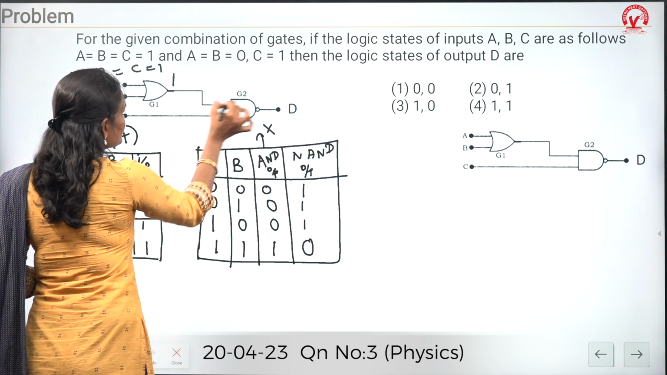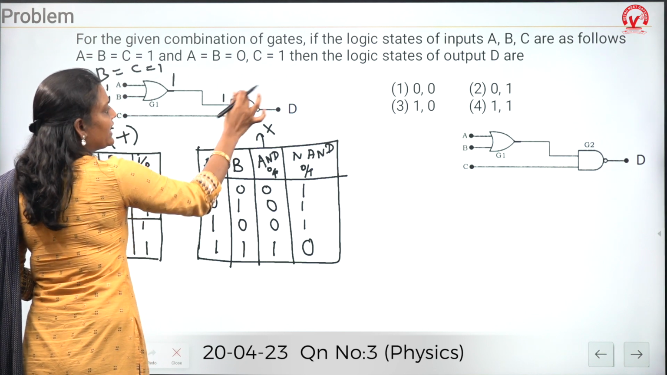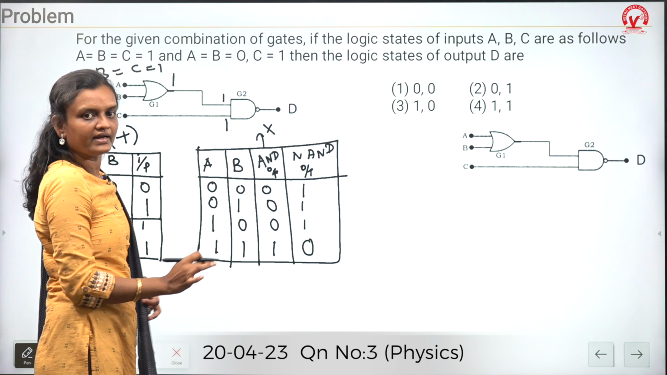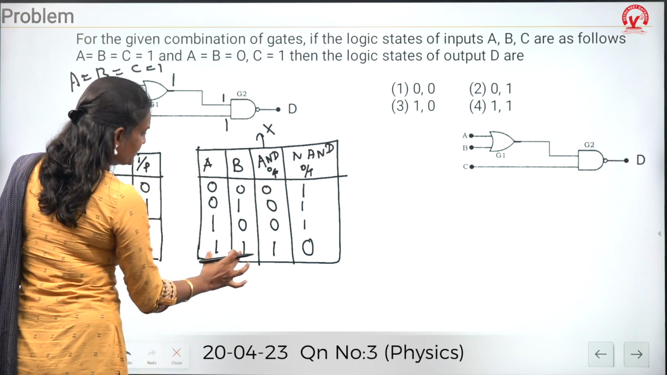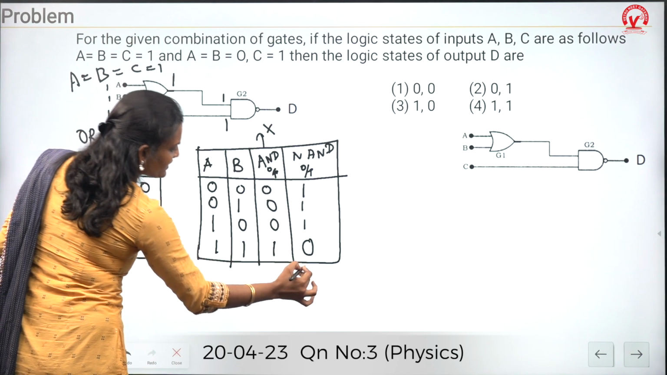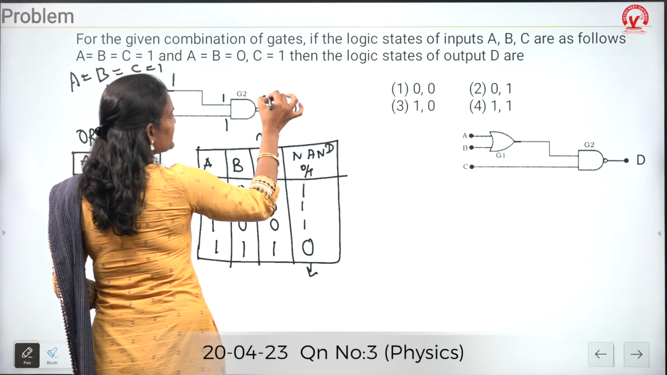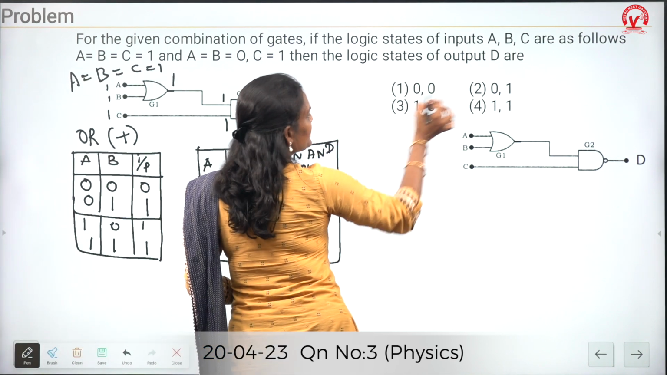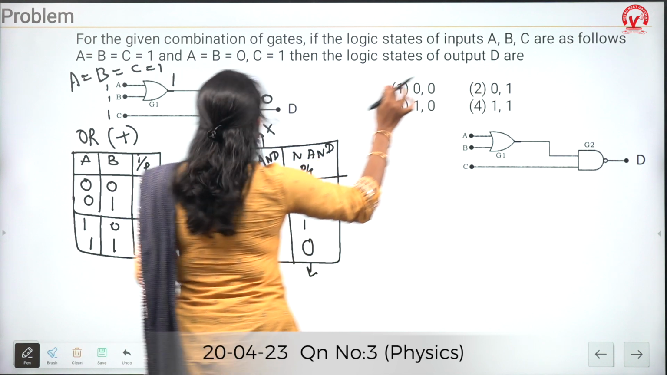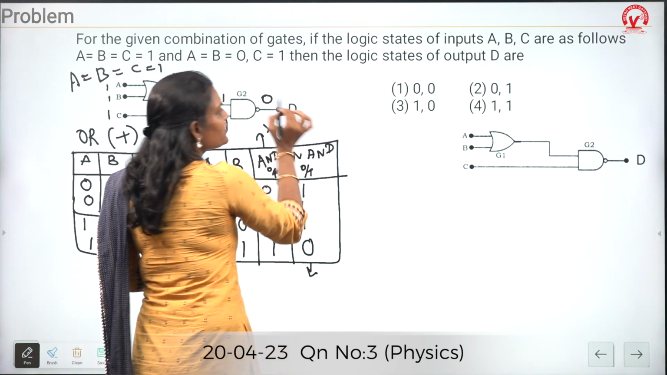So we are going to give this input 1 and C input as 1, and we need to find for the NAND gate. So what is a NAND gate? Here is the NAND gate, 1, 1 input. We are getting the output as 0. So here we are going to get the output as 0. Okay. So in this option, first one, for A, B, C equal to 1, we are getting 0 only.